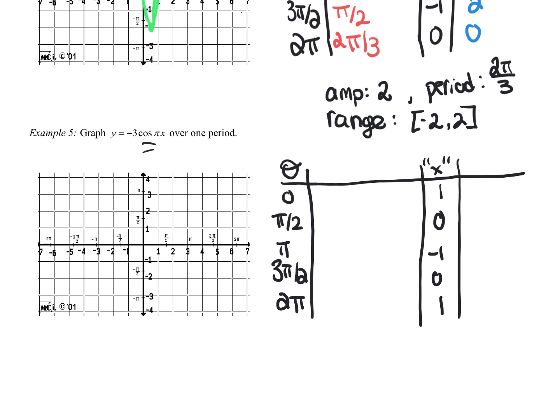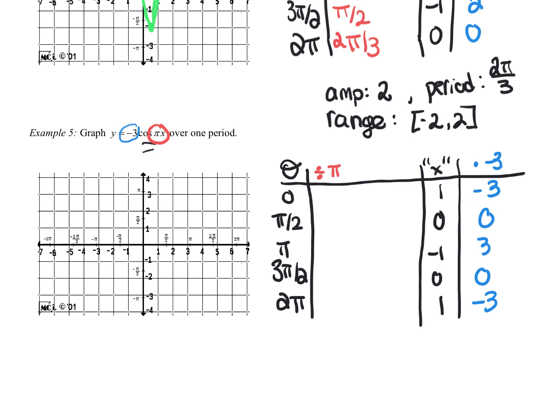Just go piece by piece. So first, multiply all your x, y things by a negative 3: negative 3, 0, 3, 0, negative 3. This says to multiply by pi. That's lying. Divide by pi.